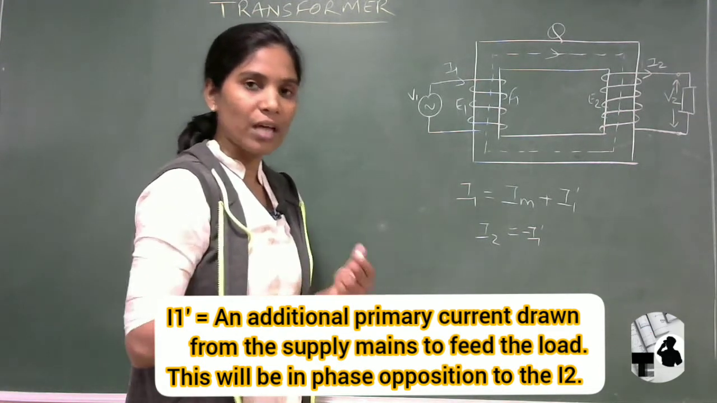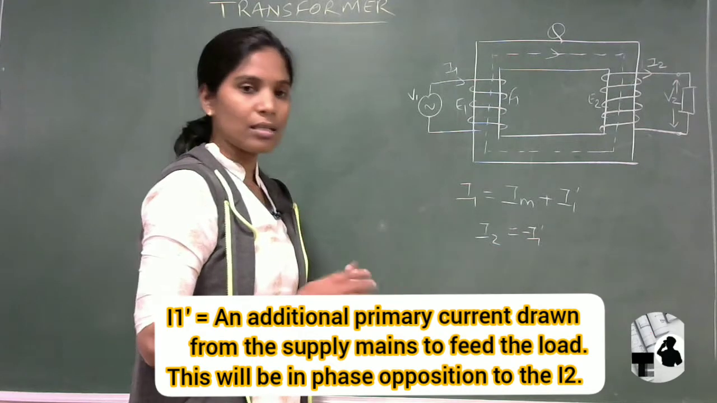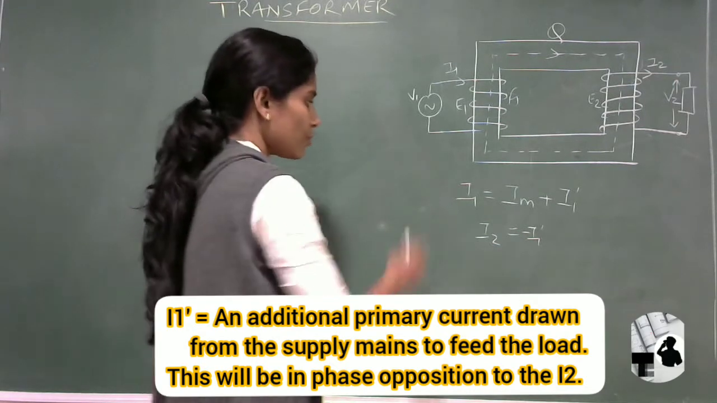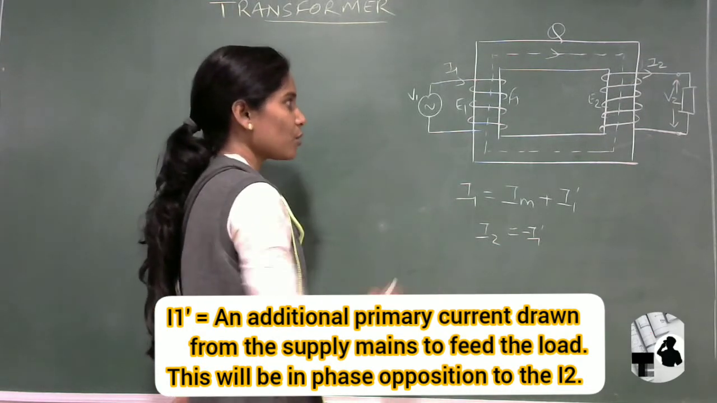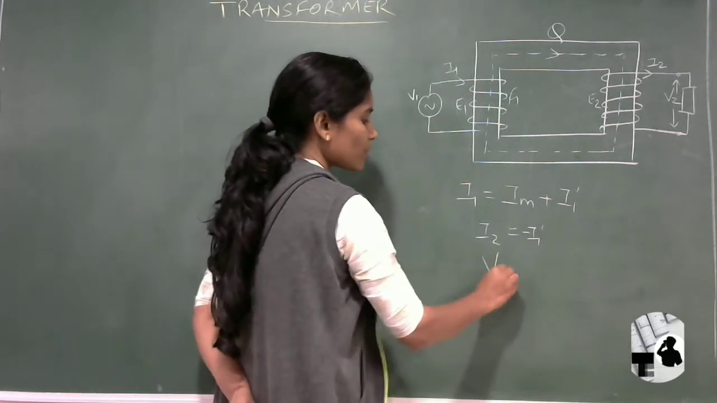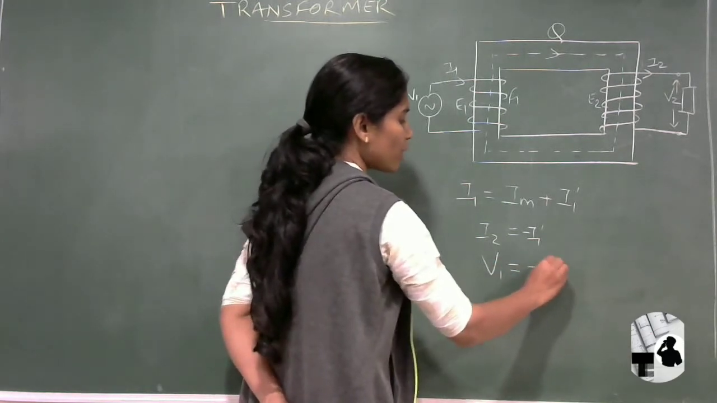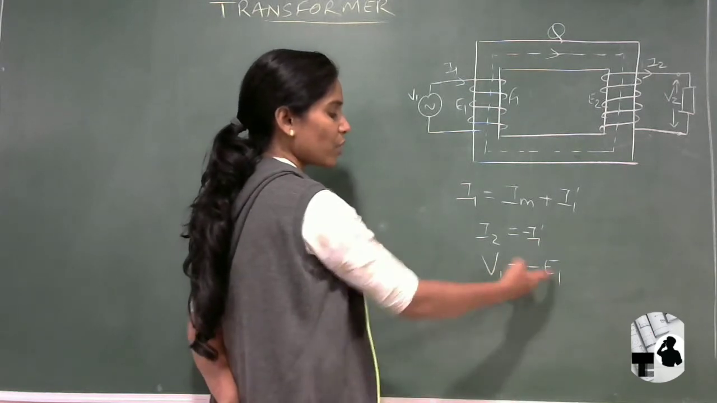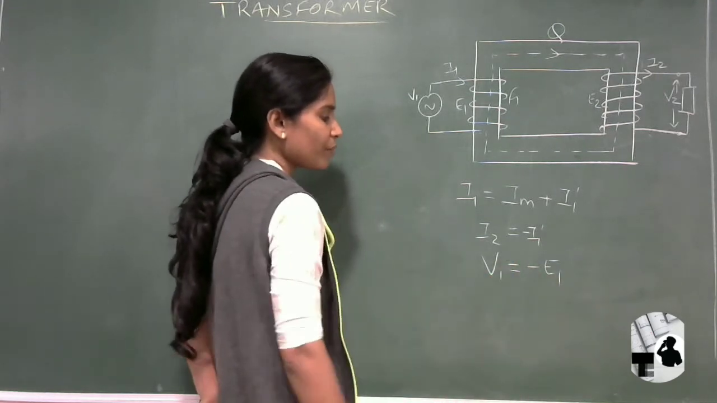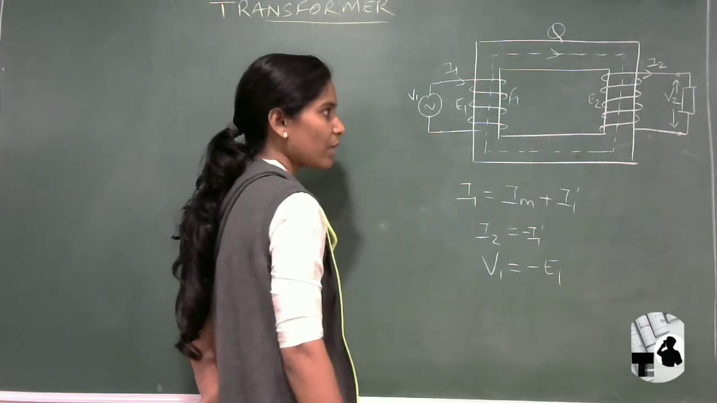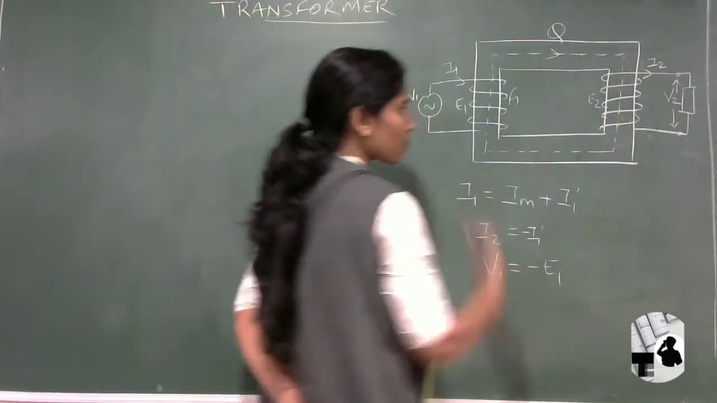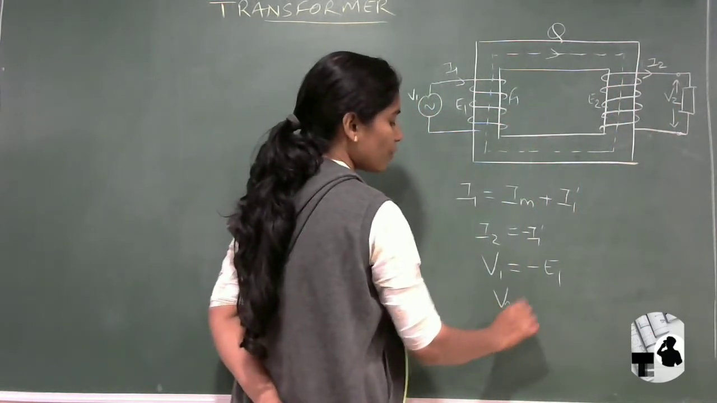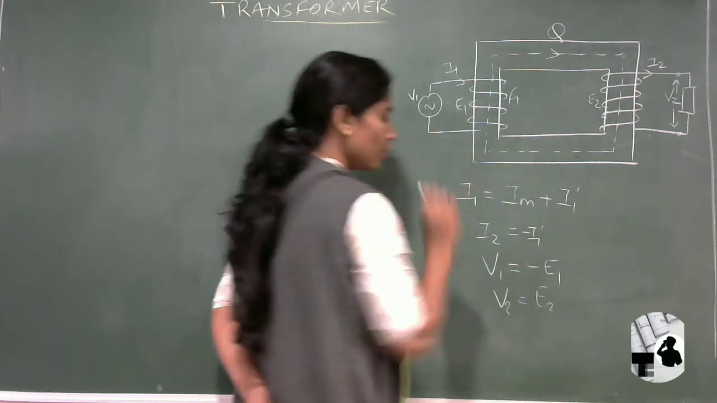So I2 will oppose I1 dash. That's why the minus sign is here. Okay, so now we are going to draw the phasor diagram. What we will write here is the previous equation we have seen: V1 equals minus E1. Again, the induced EMF we are getting is due to V1, so it will oppose its own cause, so minus E1. I2 equals minus I1 dash, and because we have loaded the transformer at the secondary, we will get Vt equals E2.